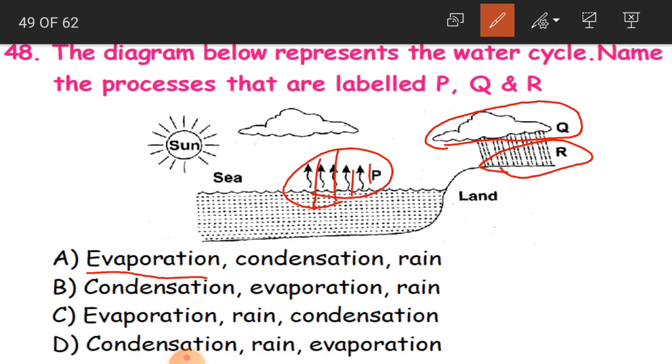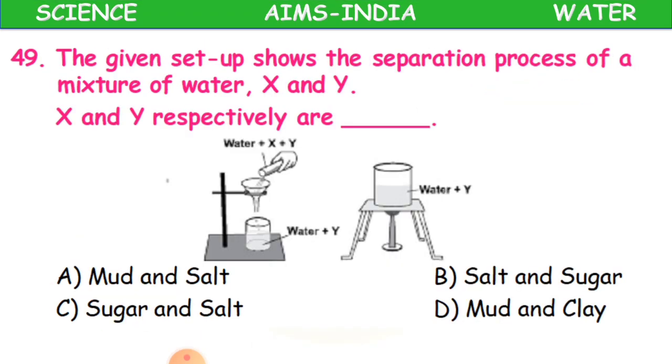P is evaporation. Then what is Q? What all water is evaporated? Here it has formed as clouds. What are clouds? This is formed because of condensation. So Q is condensation. Then what is R? After cooling, what happens? This condensed water is flowing on the earth's surface as rain. So this is rain. So our answer is A option: P is evaporation, Q is condensation and R is rain. Clear, children?